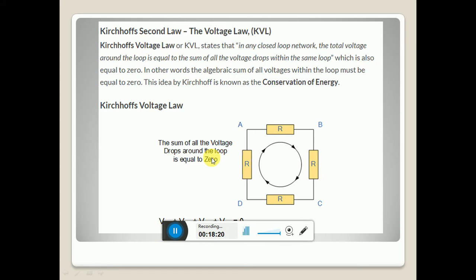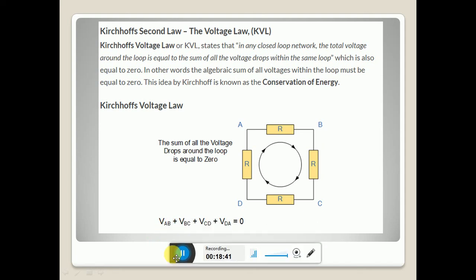Next one is Kirchhoff's voltage law. Voltage law is also the same. In any closed network, the total voltage around the loop is equal to the sum of the voltage drops within the same loop. Here the voltage drops across AB is VAB, VBC, VCD and VDA. So the total voltage drop across this closed loop, VAB plus VBC plus VCD plus VDA, is equal to 0. To understand these two laws, we can use a Wheatstone bridge to calculate these voltage values and current values.